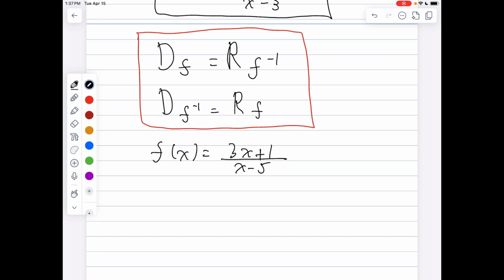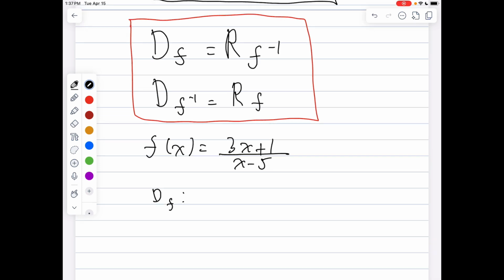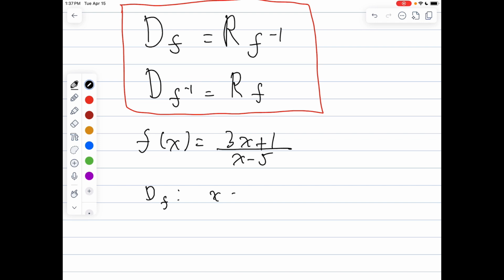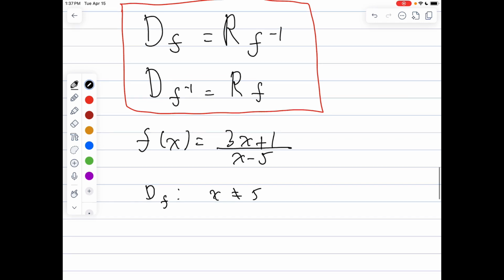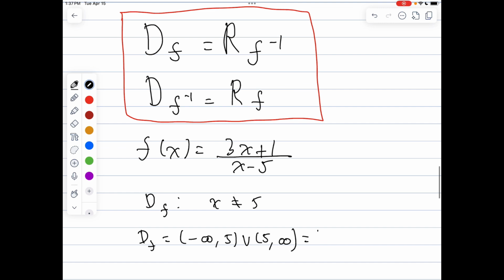So if we look at our original function f of x, my domain here would basically be anything that does not make that denominator equal 0. So basically x does not equal 5. So my domain for f, writing this in interval notation, would equal negative infinity up to 5 union 5 to infinity. And by what I have boxed in there by those facts, this would equal the range of the inverse.